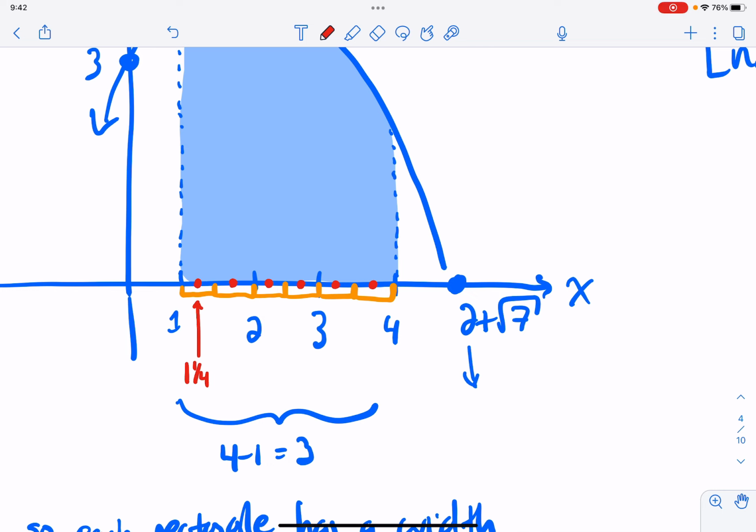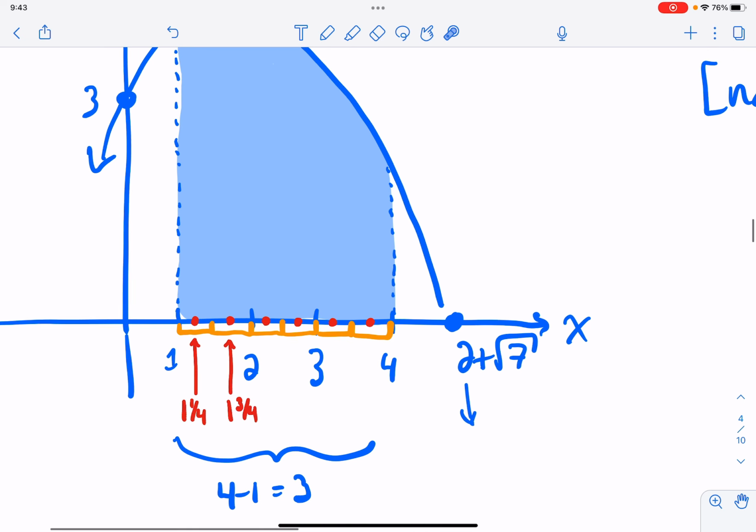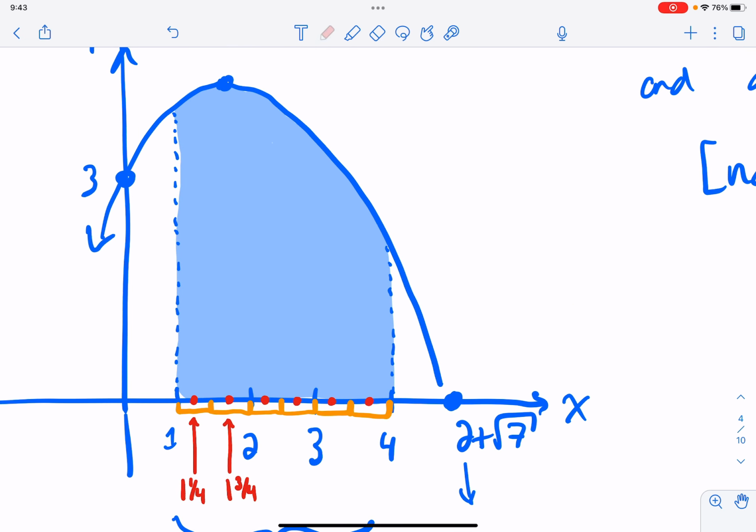And similarly, this point right here is going to be 1 3/4. And you can continue in this fashion. You could turn these into improper fractions if you'd like. It doesn't really matter how you want to write it. Either way, we just need to know what these numbers are, because then what we're going to do is figure out what the output for these are.